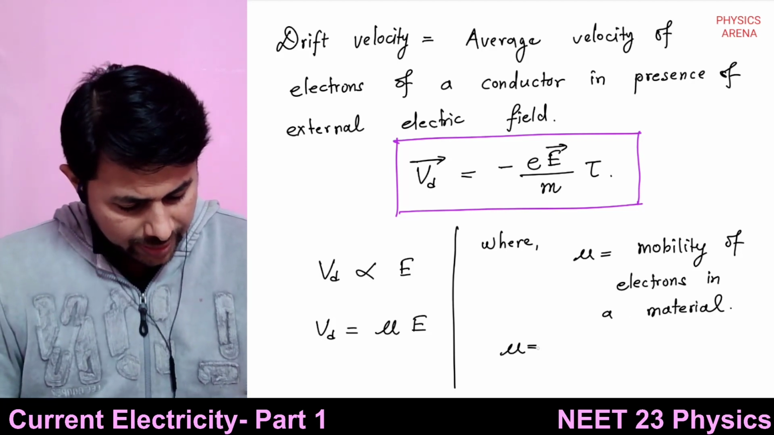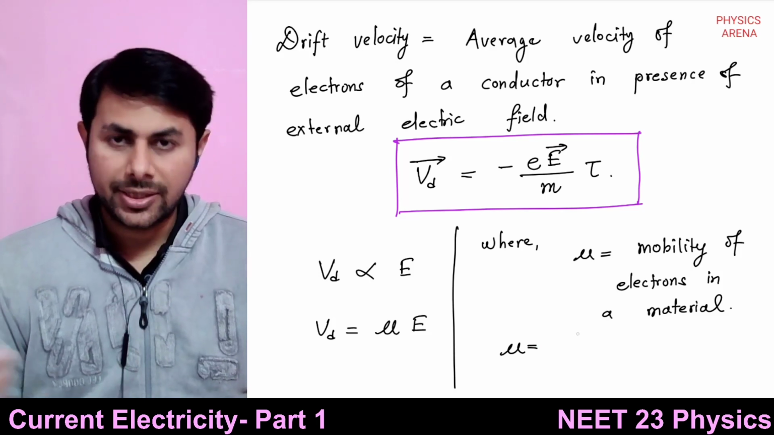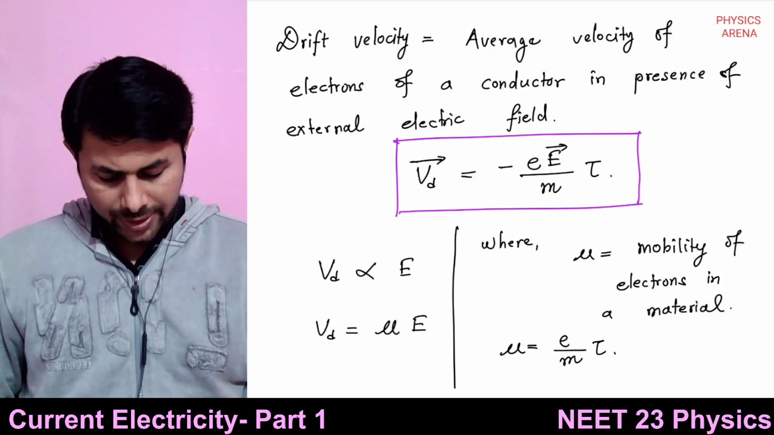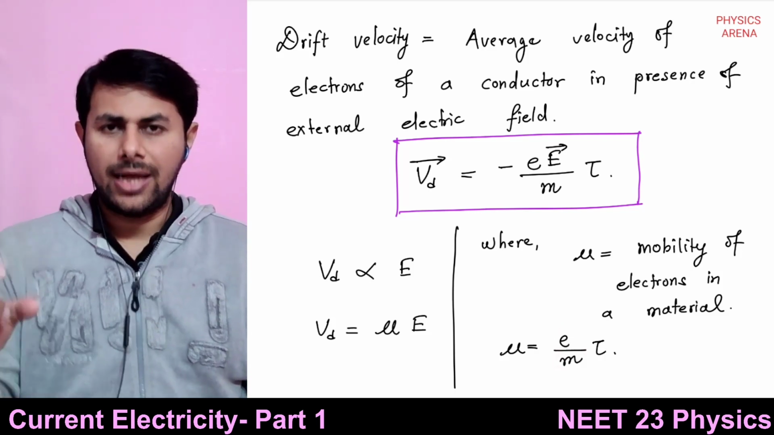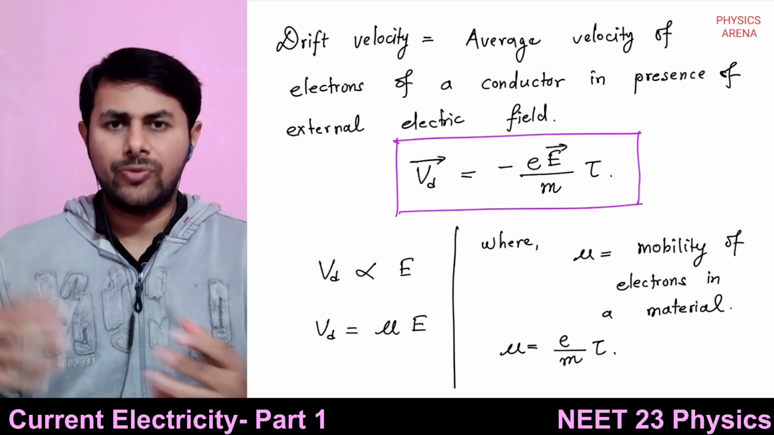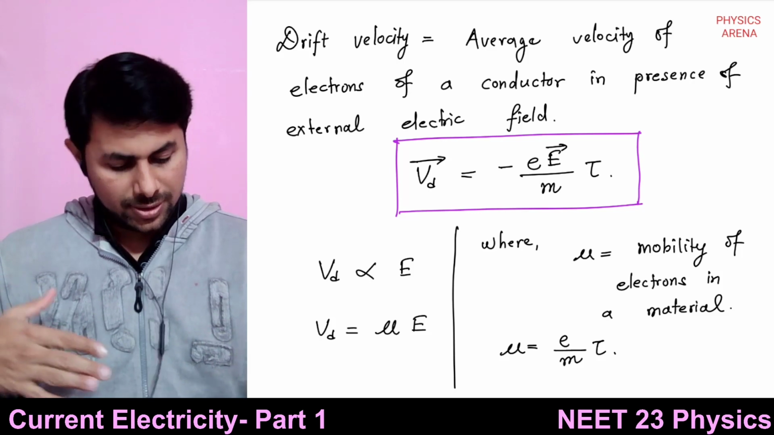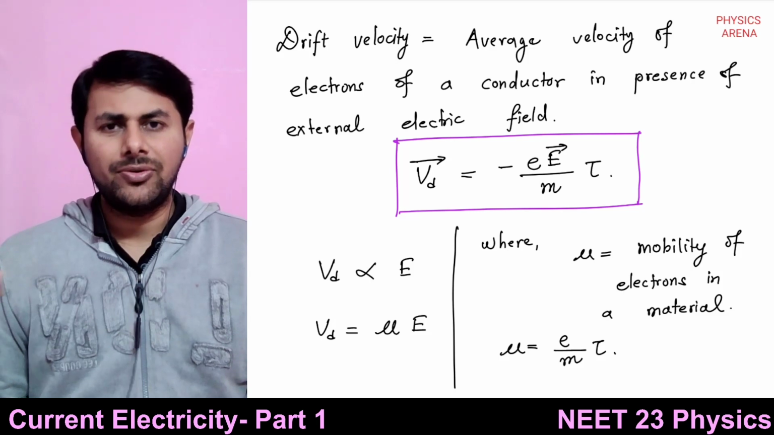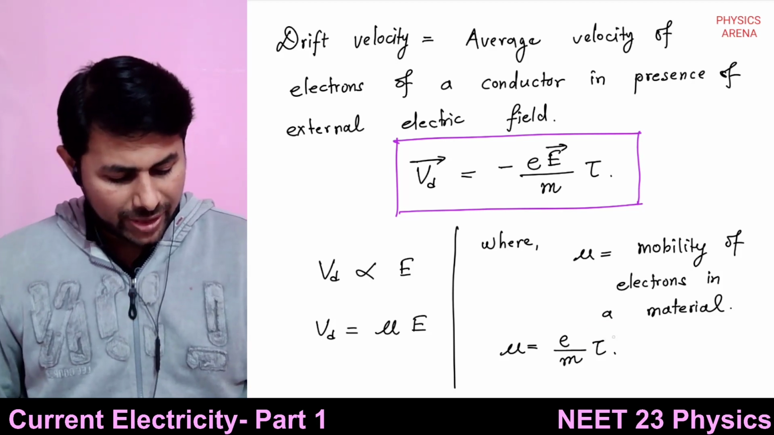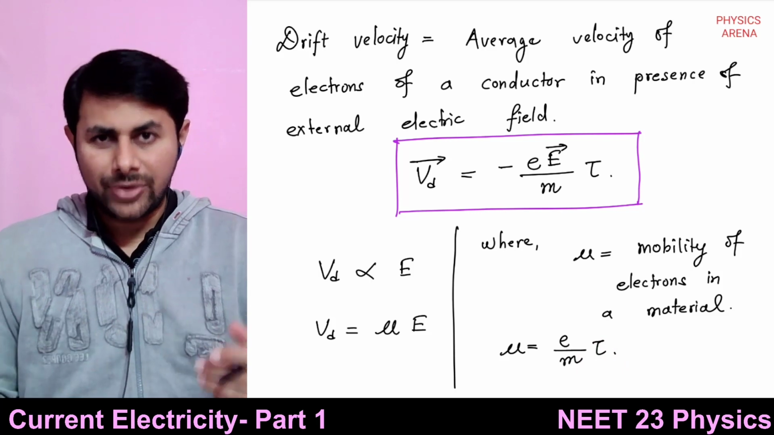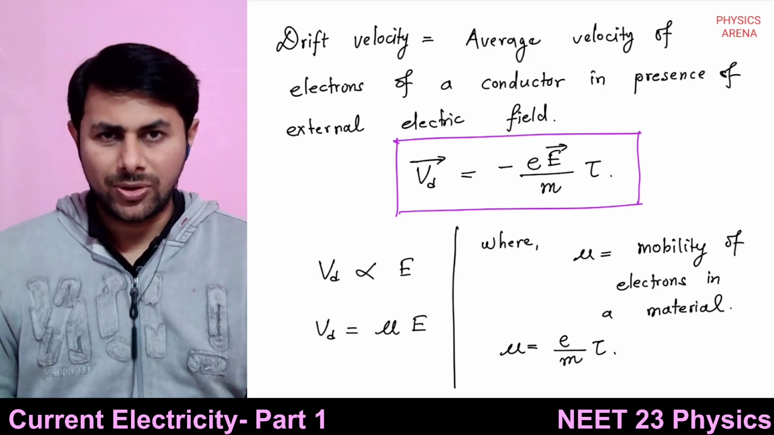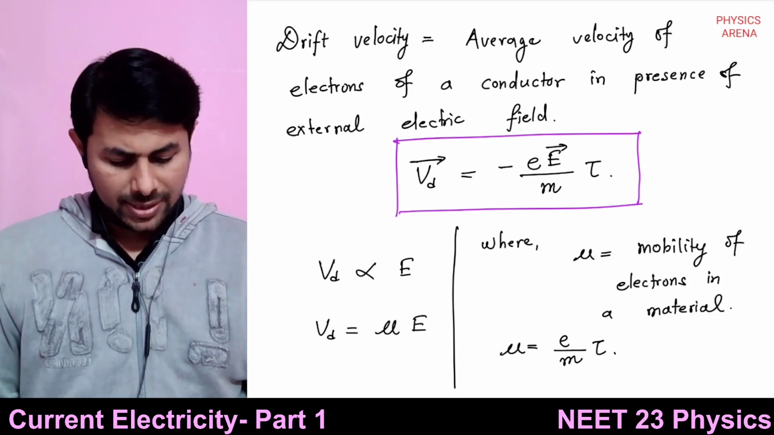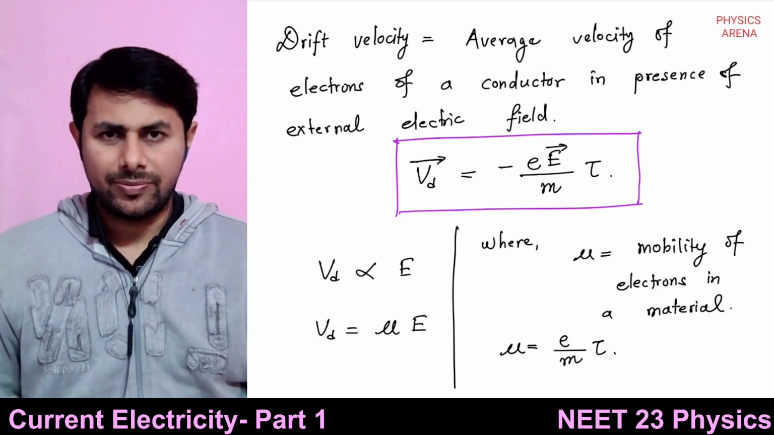Mobility is defined by E times m multiplied by tau, that is, charge divided by mass multiplied by tau. What is tau? It is the average duration between two consecutive collisions. If the average duration between two consecutive collisions is more, then mobility would be more. What does it mean? That the drift velocity would be more.